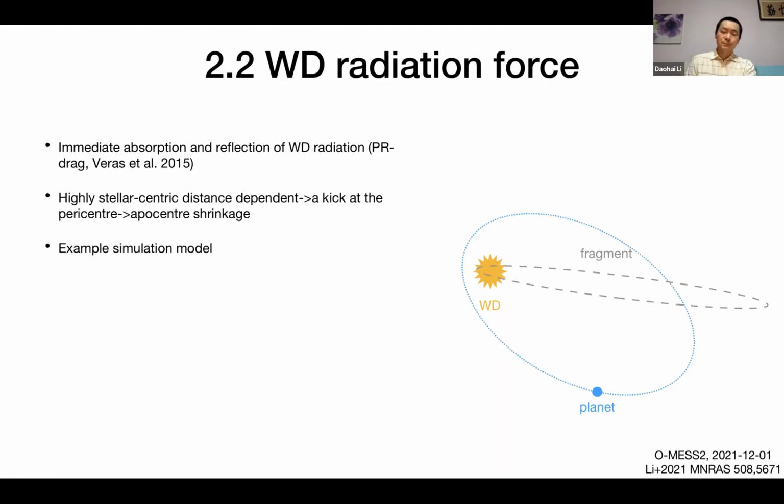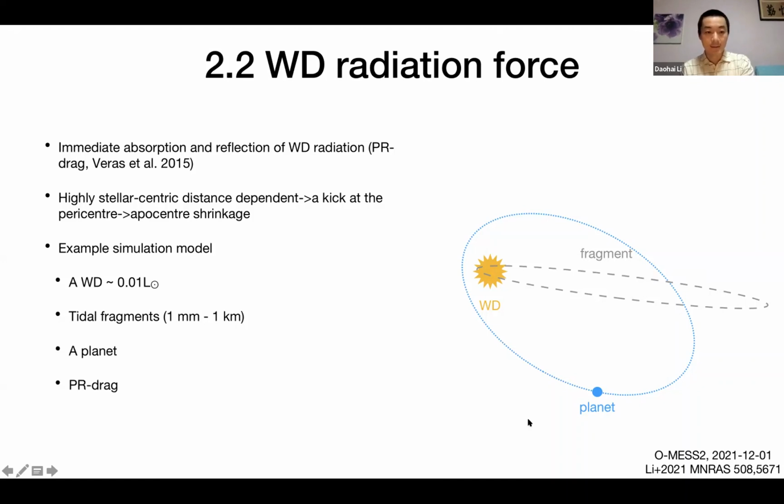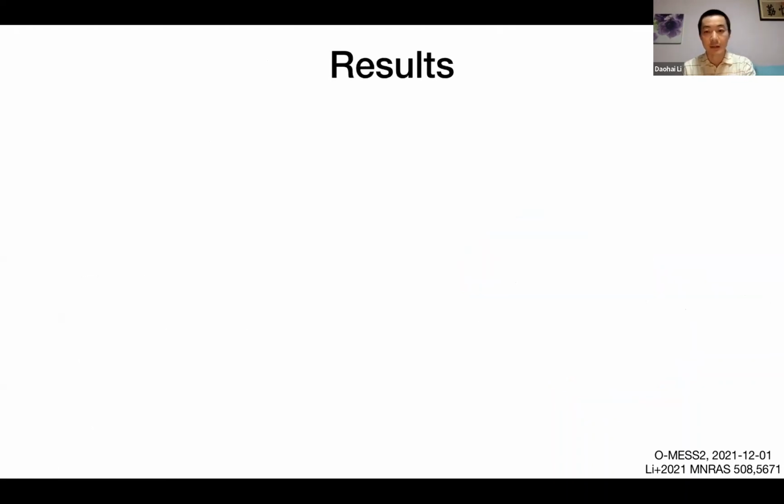Yeah. So here, when we numerically model this process, we have the white dwarf, and its luminosity is a percent of the current solar luminosity. And we have the tidal fragments from previous simulations, and we just evenly distribute the fragment size between 1 millimeter and 1 kilometer. And we have the planet, and we have the white dwarf radiation force. And we again follow this system for 10 million years.